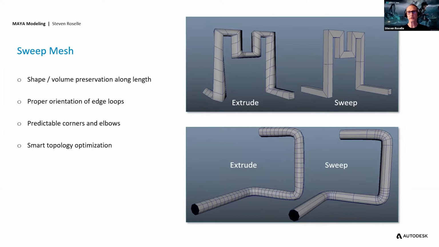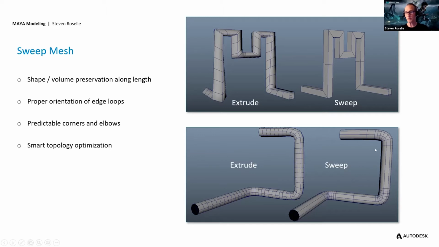The old extrude tool just didn't know what to do with those, as you can see from this image, and also volume preservation. So when it comes to actually creating pipes, for instance, you want to have a uniform volume across that. You want proper edge orientation when you're doing the elbow bends. The old extrude tool just, again, didn't really handle that. The new sweep handles it quite well.